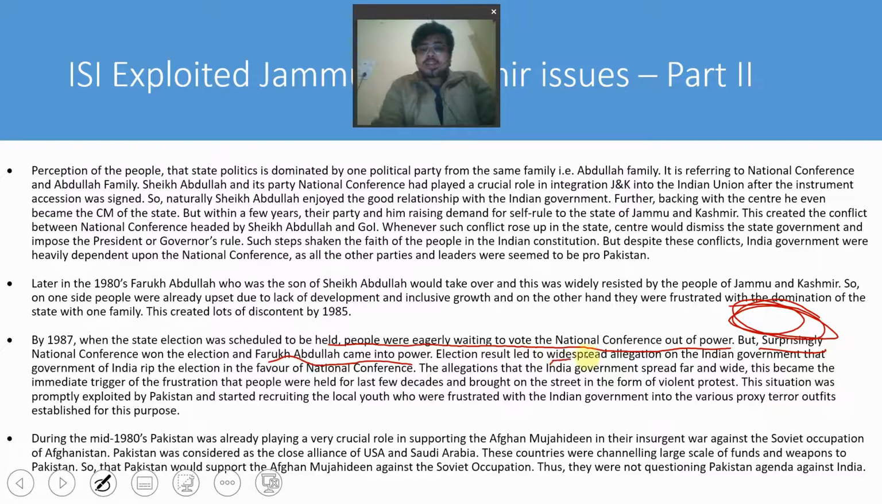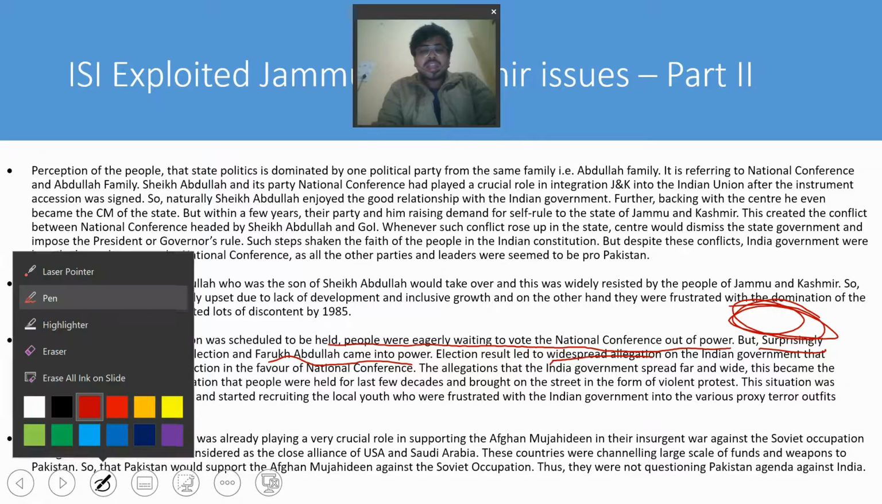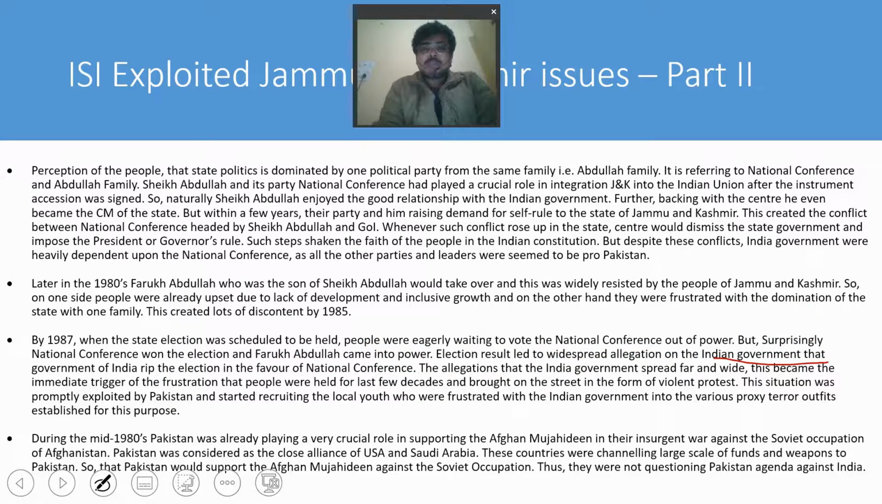And the election resulted in a widespread allegation against the Indian government that it had manipulated the result. India reaped the election in favor of the National Conference. The allegation spread far and wide, and this became the immediate trigger for the frustration among the people, held for the last few decades, which brought them onto the street in the form of violent protest.